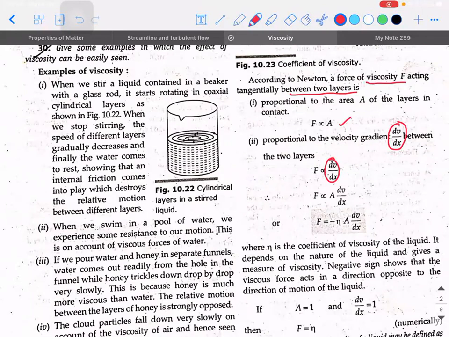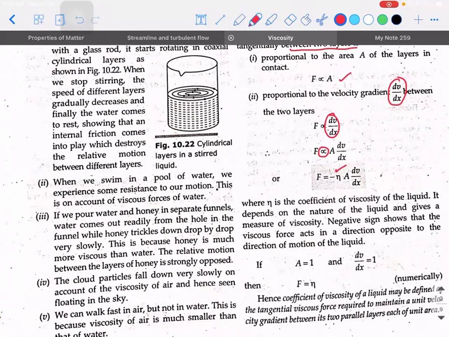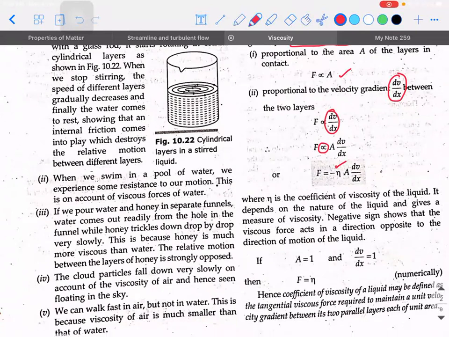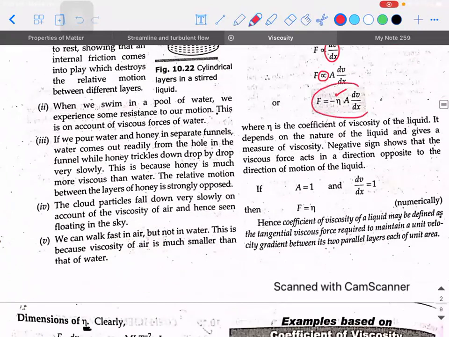Okay. Then, if you remove the proportionality symbol, the constant that we introduce is what is called the coefficient of viscosity, and the negative sign indicates that it is a resistive force. Am I clear, guys? Okay. So this is an important expression for us to remember.